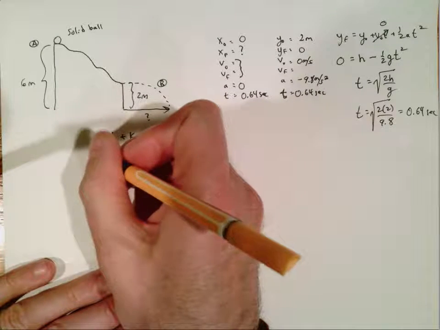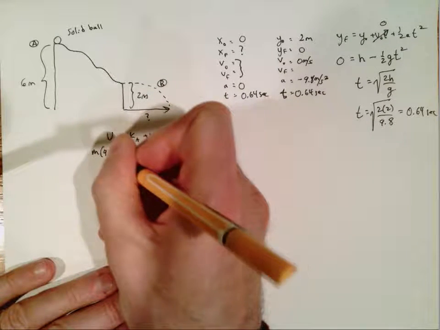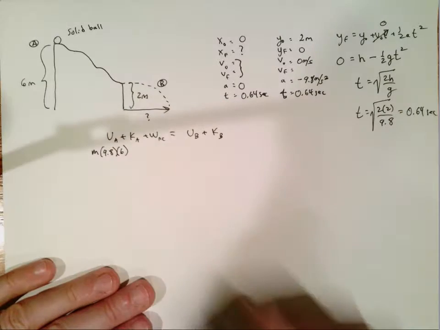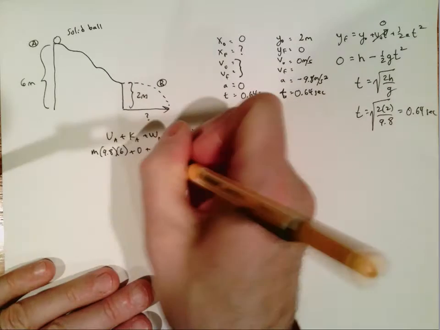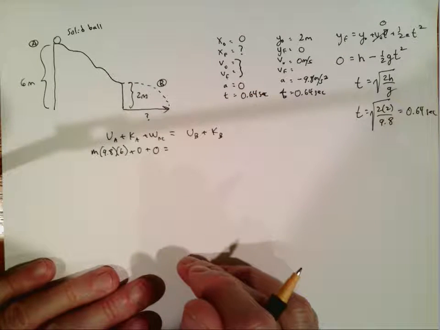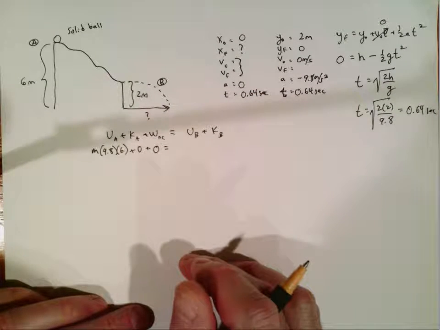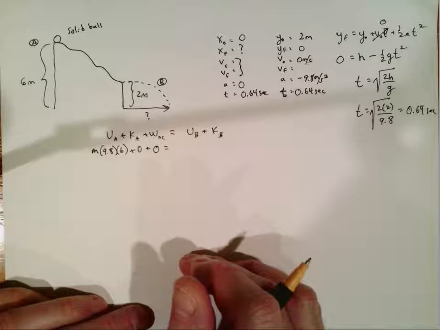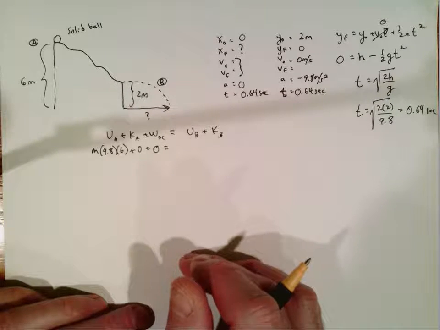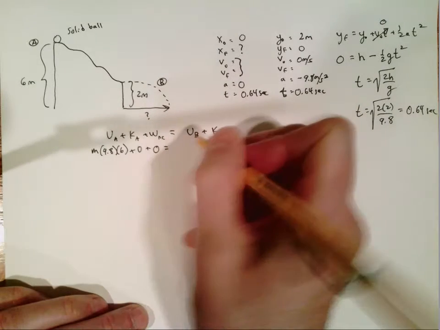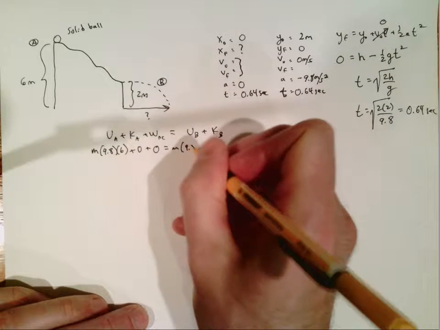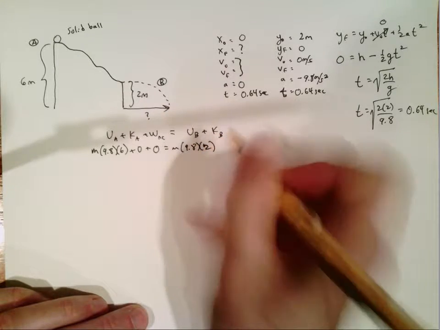At A, we have gravitational potential energy, m times g times 6 meters high. Starts from rest, no kinetic energy at A. No non-conservative forces on this trip. Non-conservative forces are forces that don't create potential energy. The only force that's really doing work here is gravity, and that does create potential energy, so gravity is a conservative force.